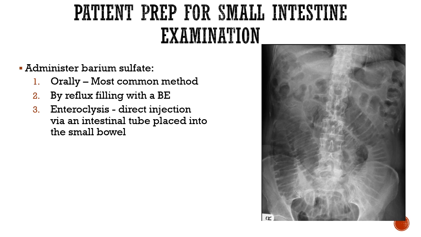Now, patient prep for the small intestine or small bowel series. Orally is the most common method, with reflux filling with a barium enema being uncommon, and there's also enteroclysis, which is direct injection via an intestinal tube placed in the small bowel. We're going to focus on the oral method, which is the most common.